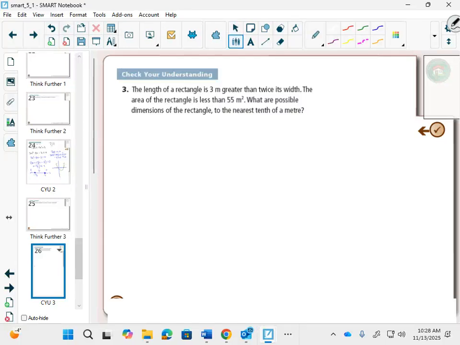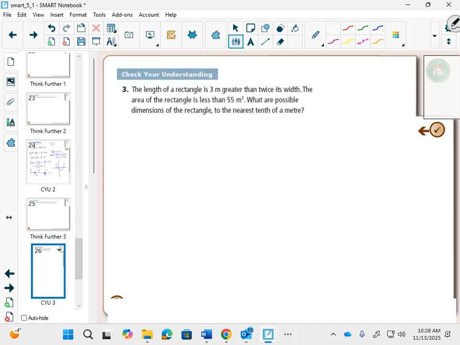The length of a rectangle is 3 meters greater than twice its width. The area of the rectangle is less than 55 meters squared. What are possible dimensions of the rectangle to the nearest tenth of a meter?